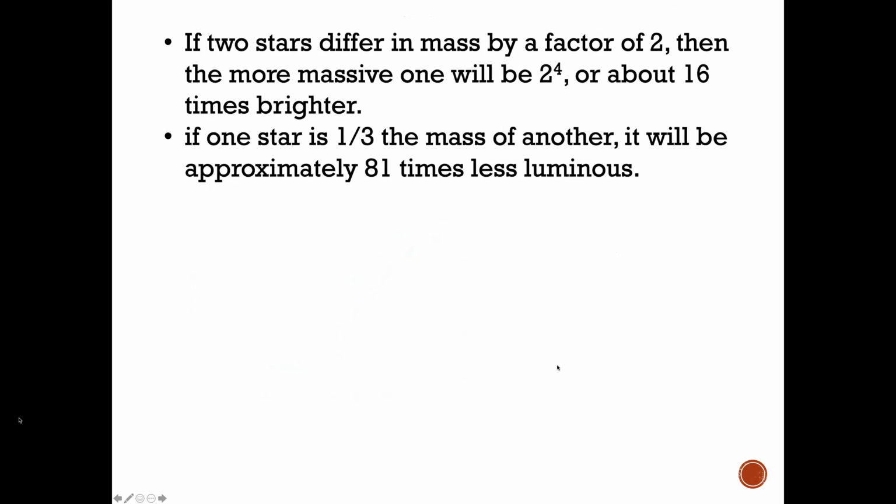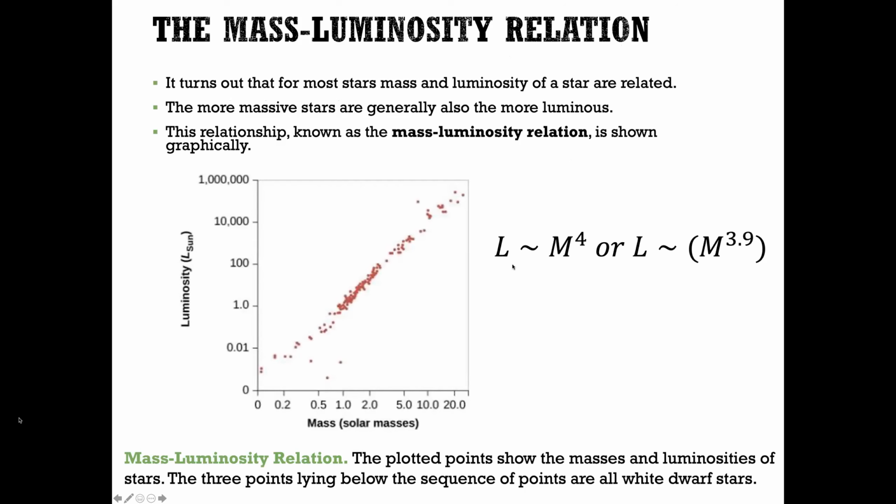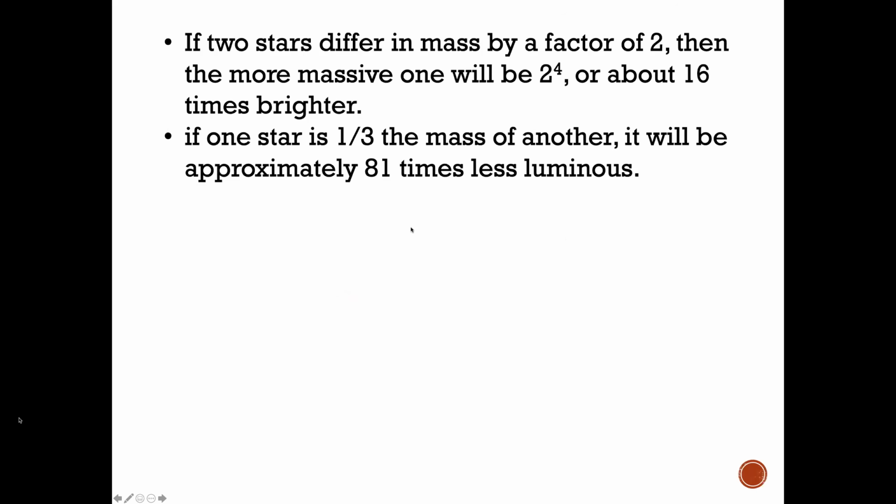Right. So let's see what this relationship means. If you take 2 different stars which have masses that differ by a factor of 2, so that means one star is twice as massive as the other star, then this more massive star will be 2 to the power 4 times, so 16 times brighter compared to the less massive star, right? So that is what this particular relation tells you. Those are examples.